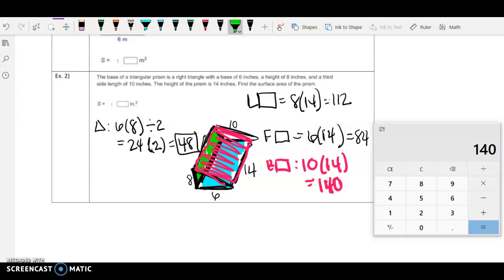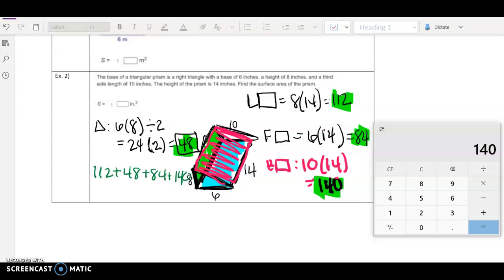And now we add up all of our answers, because surface area is adding them all up. So we have 112 plus 48 plus 84 plus 140, and that gives us 384. So 384 is our answer.